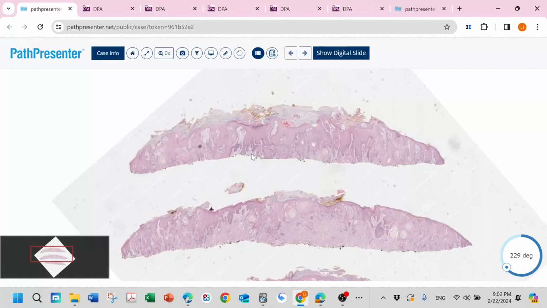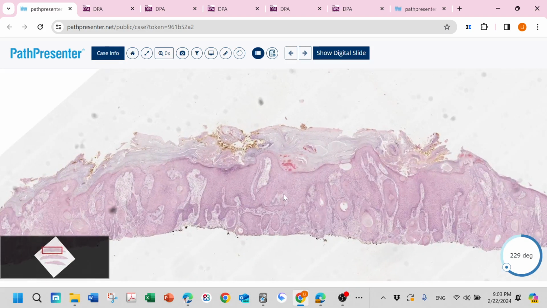Another entity. We're talking about neural differentiation in this chapter. But at low power, you may think, why are you showing me a well differentiated, infiltrative, invasive squamous cell carcinoma? Because this is exactly how this lesion tricks you when you fall into this pitfall.